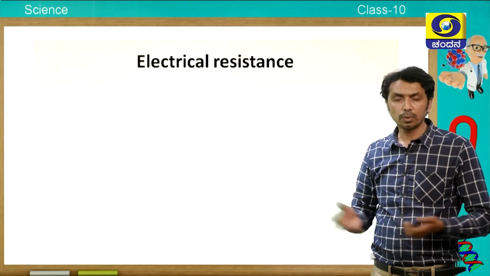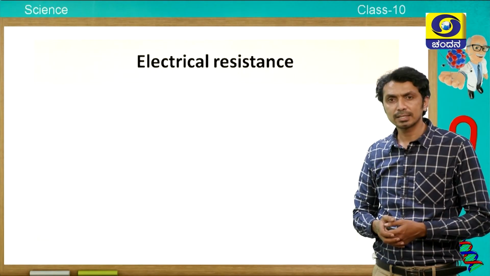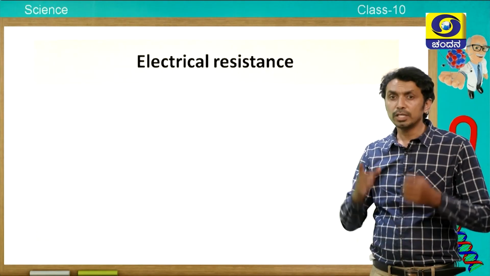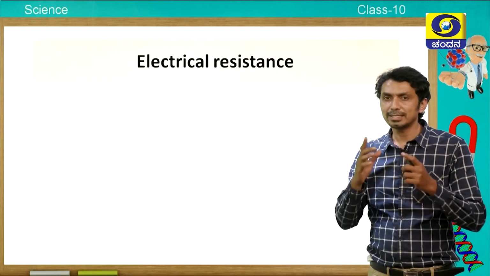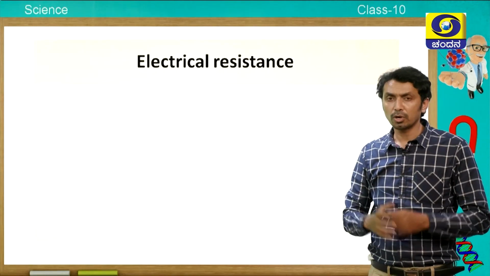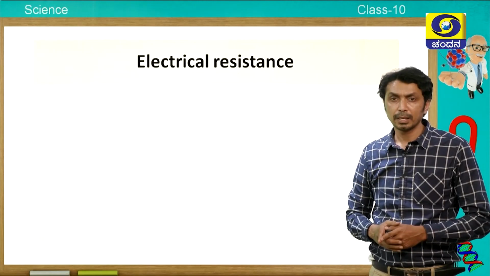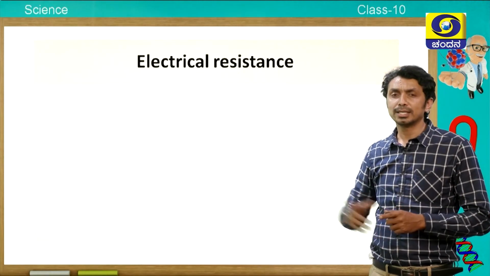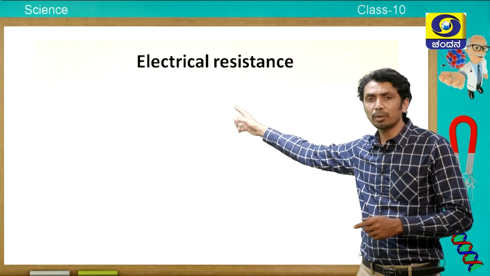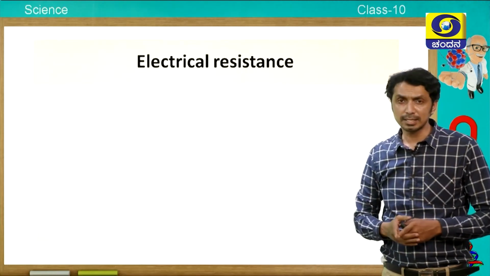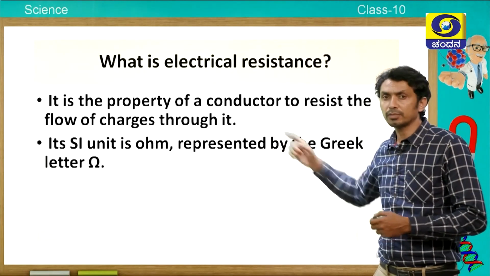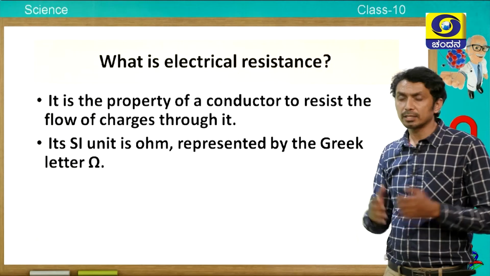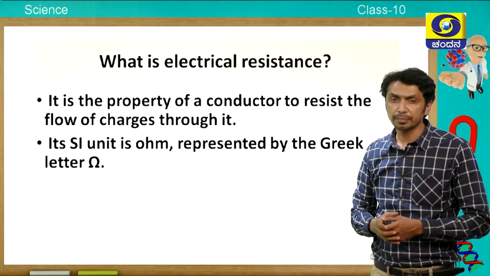Now, we don't want that to happen to our electrical appliances. Hence, we need to control the electric current that is entering the circuit or entering the conductor. That controlling is done by the property called electric resistance. It is the property of the conductor to resist the flow of charges in it.